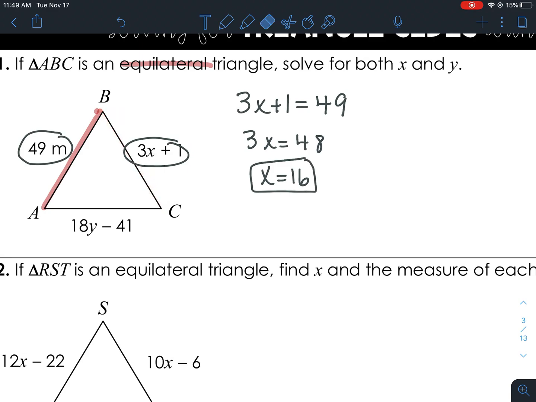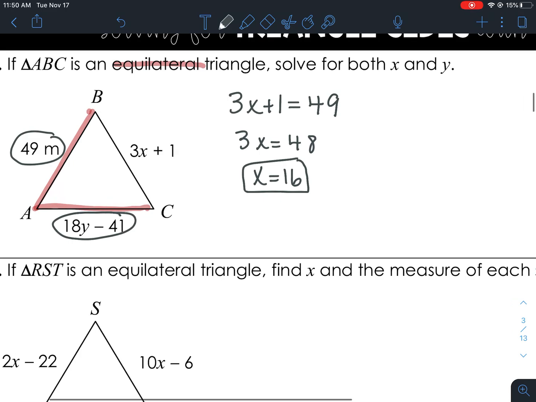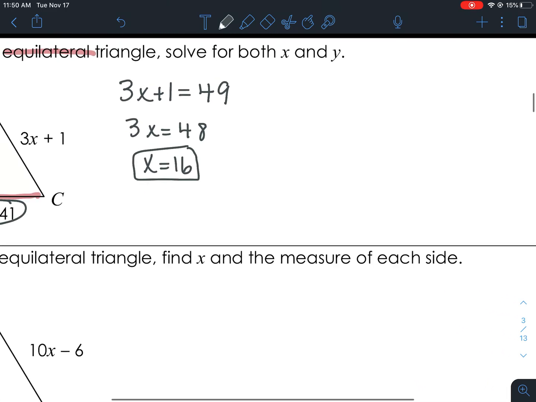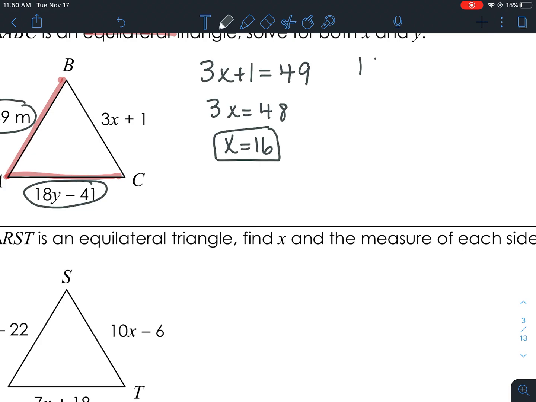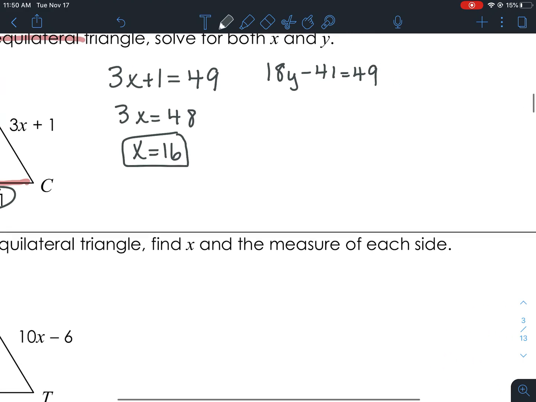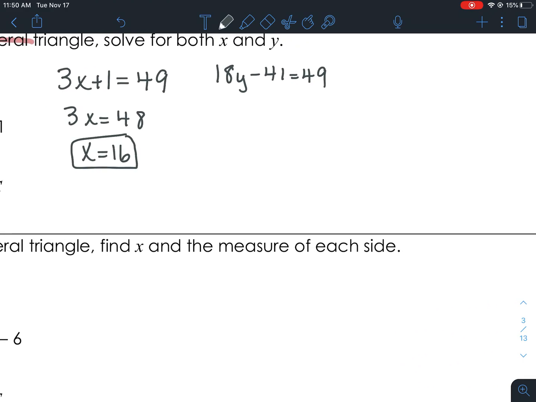I'm going to do the same thing for the other one. I know that red side and this red side are the same, so I'm going to set them equal. So I have 18y minus 41 equals 49. I'm going to add 41 to both sides, so that gives me 18y equals 90. Divide both sides by 18, so I get y equals 5.